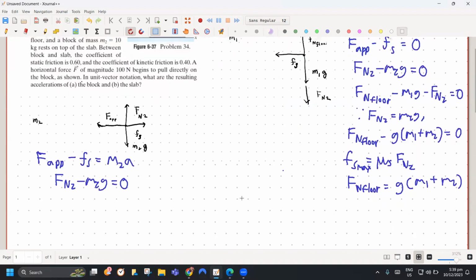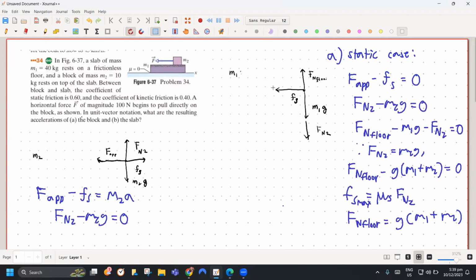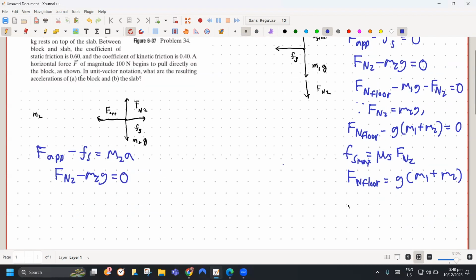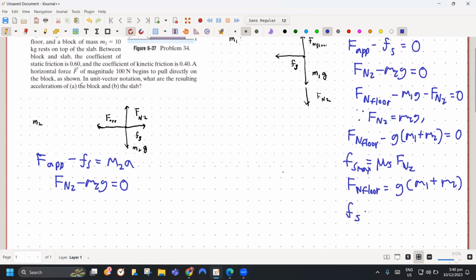Ah, so nasaan yung Newton's second law para sa block 1, yung M1A? Sorry, Newton's second law. Nasaan yung equations from the free body diagram for M1? Ang meron tayo ngayon ay equations for M2. What about M1? Okay, Fs is M1A.